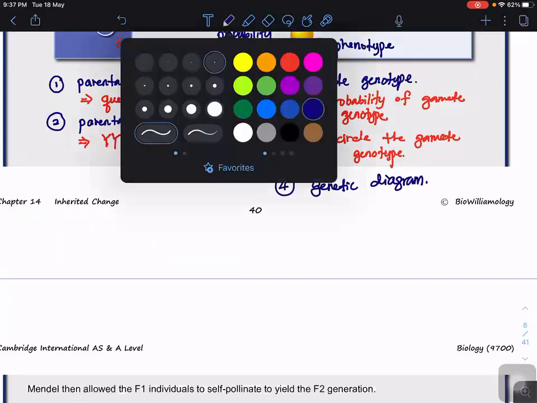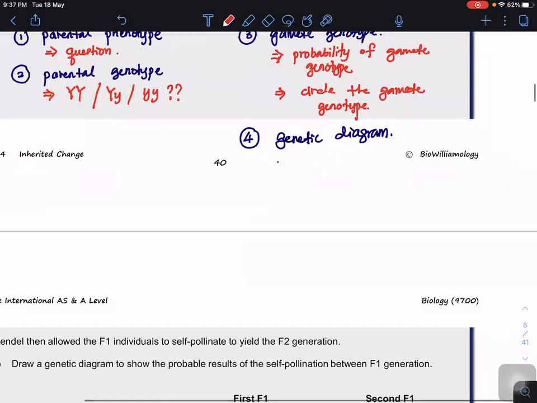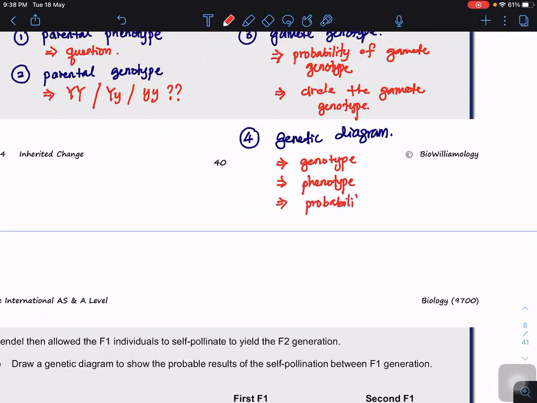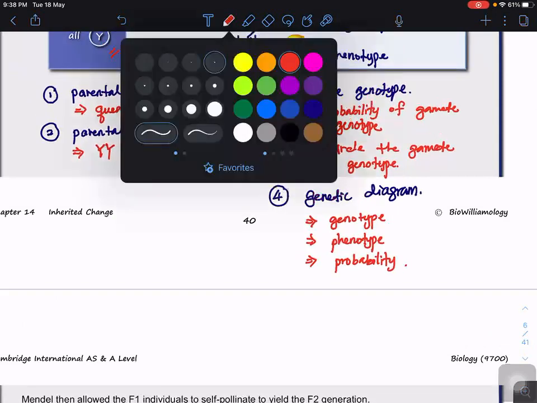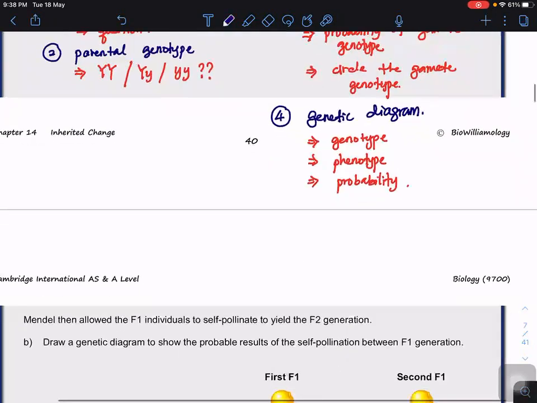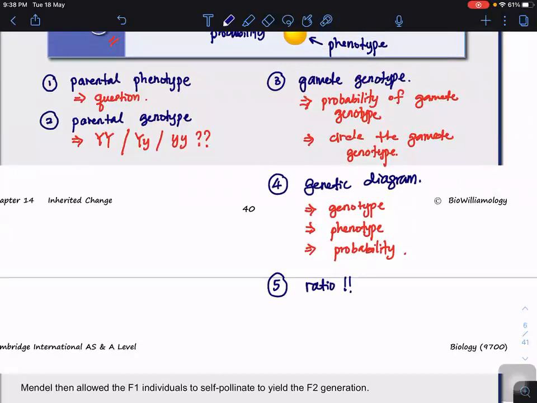So inside the genetic diagram, there are 3 pieces of information that you need to put in. First, you need to have the genotype. Number 2, you must have the corresponding phenotype. And number 3, you need to have the probability for each. Okay. And then from here, you will be able to determine the expected ratio. So these are the 5 steps that are always involved.